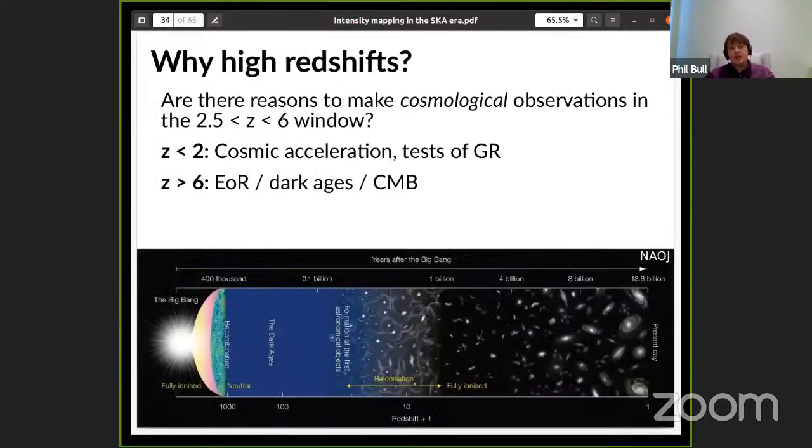Why might you be interested in looking at high redshifts? I mentioned that this type of survey can go out to higher redshifts than your typical galaxy survey. Doesn't it seem like most of the interesting stuff is going on at lower redshifts, redshift 2 or less, where cosmic acceleration or dark energy is happening, or higher redshifts where you're looking at the epoch of reionization? So isn't this range of redshifts that we would call high redshifts in the post-reionization time period, isn't that a bit boring? Is there any point looking at it?